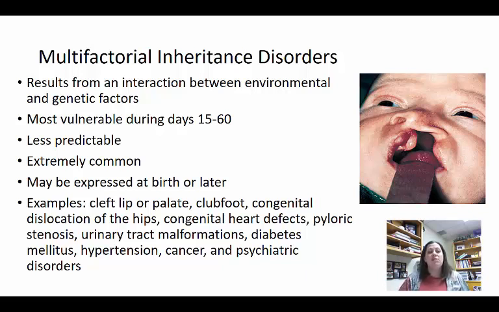Some examples of these are going to be like a cleft lip or palate, like you see here in the picture, where it's a malformation of the top of the mouth. A club foot, where the foot is drawn in and pulled in. It's not straight like it should be. Congenital dislocation of the hips. This is where the hips, if you take the child and you put their knees up and you roll them out, their hips will dislocate. Congenital heart defects are part of this as well. Pyloric stenosis.